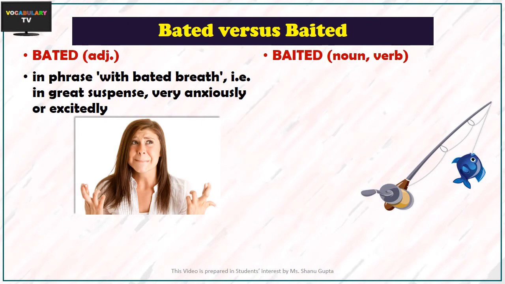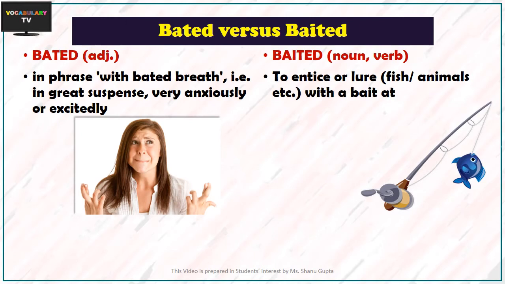The word bait can be used as a verb as well. To bait would mean to entice or lure fish or animals etc. with a bait attached to a hook. In an alternative meaning, to bait someone would mean to deliberately annoy or taunt someone.